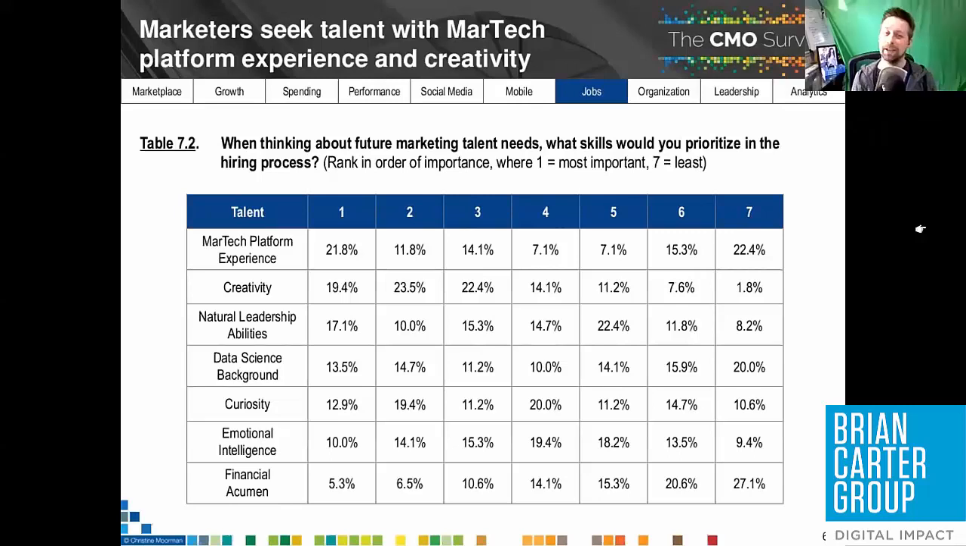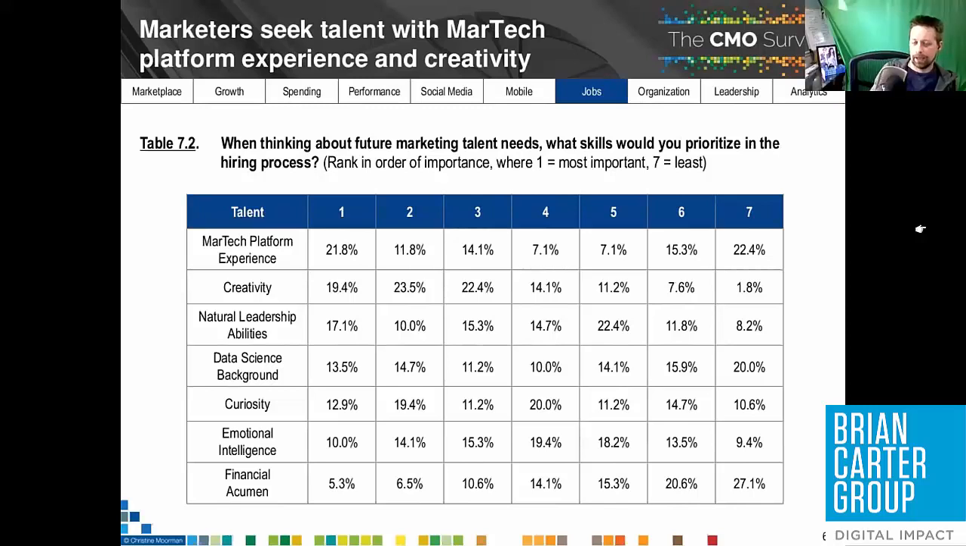Marketers seek talent with MarTech platform experience and creativity. Same thing. So which skills would you prioritize in the hiring process? Which things do they put number one? They're most likely to put MarTech. That's confusing. It's a really confusing chart because MarTech is 22% in number 7. See? So that's a confusing chart. And the financial acumen is 27%. So 27% of people put it as the least. Okay, got it. That is very strange. So there's a lot of people who put the platform experience as 7th.